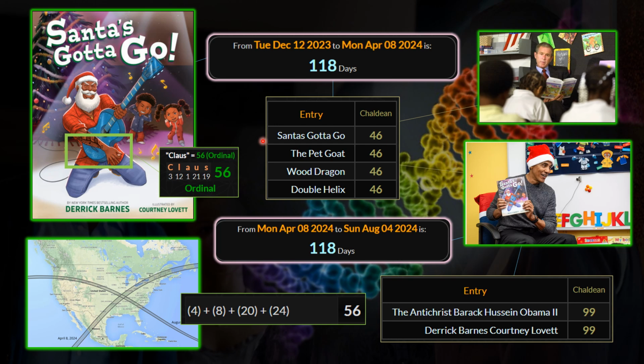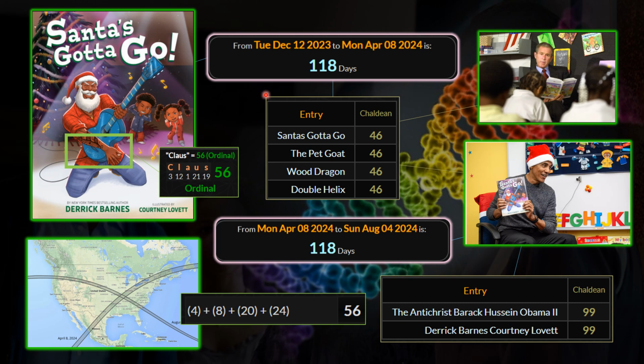We get 23 chromosomes from our mother and 23 chromosomes from our father for a total of 46, matching the words Chaldean double helix. The words The Pet Goat, which is the book Mr. George Bush was reading to the children on 9/11, is also a 46. And Wood Dragon is also 46. And on February 10th, which was yesterday, we entered the year of the dragon, and specifically this year is the year of the Wood Dragon.